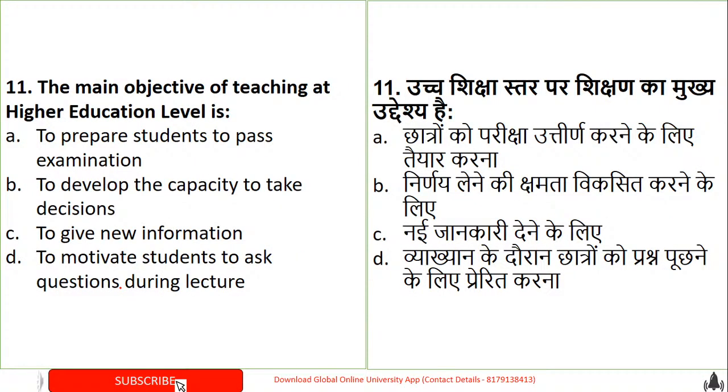Today we are really a little lazy. Now, the main objective of teaching at higher education. What is the main objective of teaching? Now, read, there are two words. One is teaching and one is higher education. So, what is the main objective of teaching in higher education? To prepare students to pass examination, to develop the capacity to take decisions, to give information, to motivate students to ask questions during the lecture. So, what is the main objective of teaching in higher education?